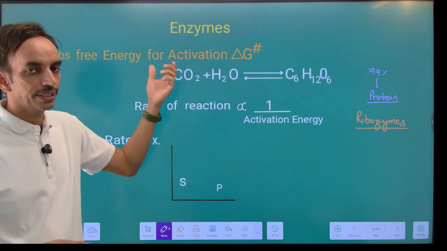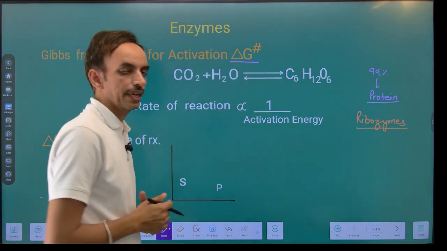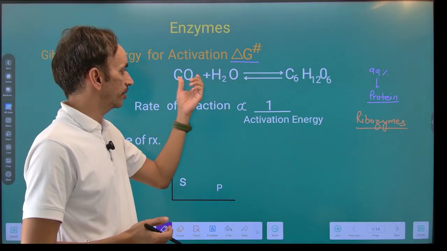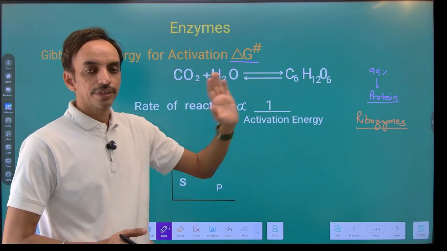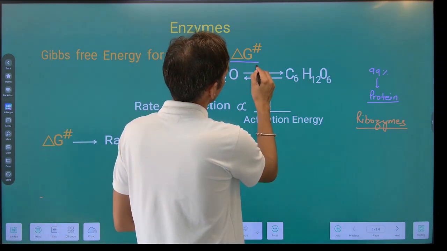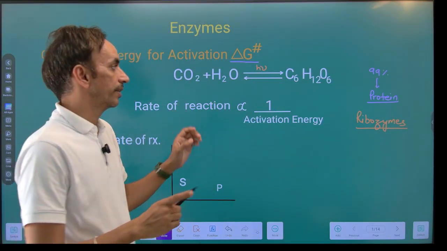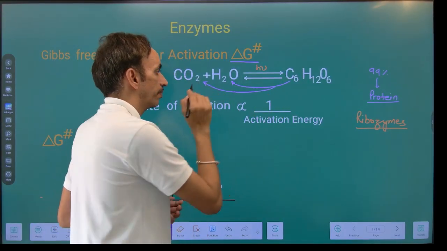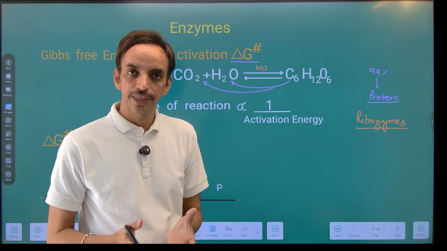Now, for enzymes, there is a Gibbs free energy for activation and it is denoted by delta G hash. This reaction represents photosynthesis, in which carbon dioxide and water are converted into glucose. In this direction, the reaction is energetically unfavorable, which requires the investment of energy in the form of sunlight. But in the reverse direction, the reaction is energetically favorable. But the glucose will not convert into CO2 and H2O spontaneously.